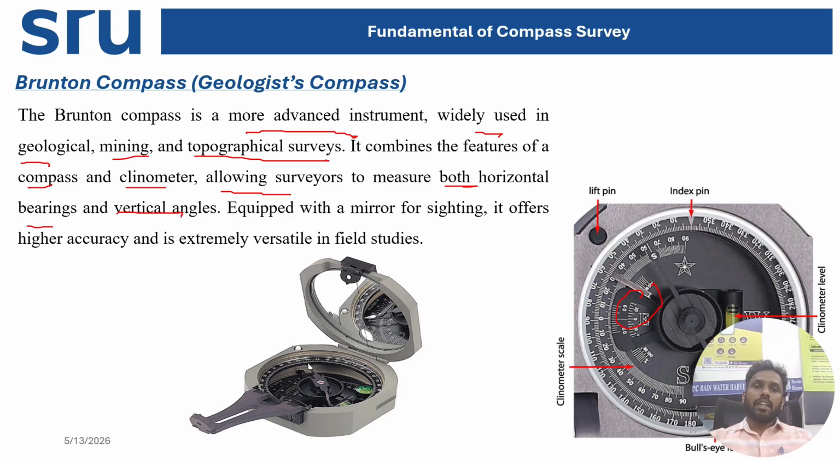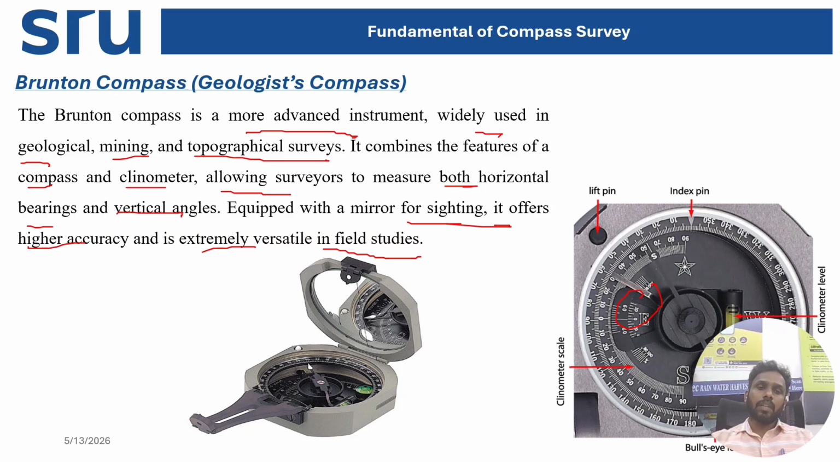Okay, right? When you are dealing with any fault, a geologist wants to find the inclination of the fault. It is equipped with a mirror for sighting. It offers high accuracy and extreme versatility in field study. So this is a Brunton compass. You can use it very widely.